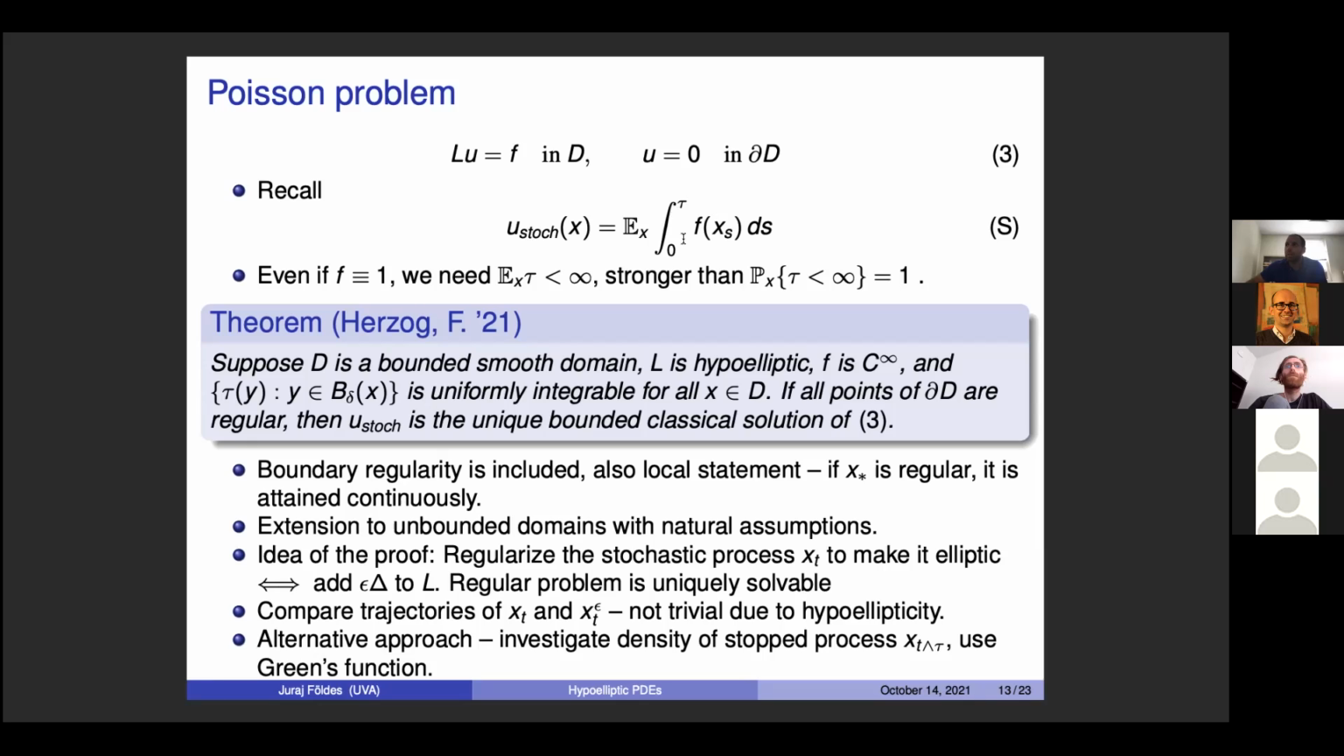In order to be able to speak about any finiteness, we need the right-hand side to be finite. That really means that the expectation of the exit time should be finite, which is a little bit stronger than the requirement that the probability that the exit time is finite is 1. Right? Please, question.